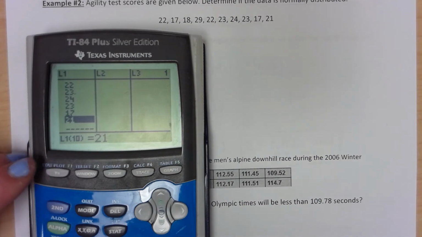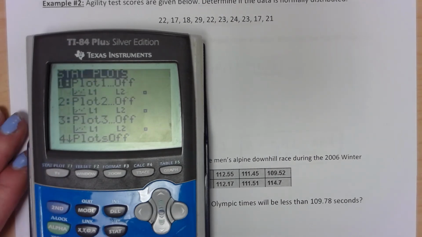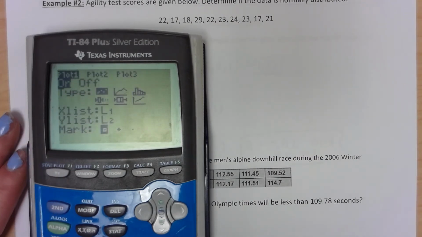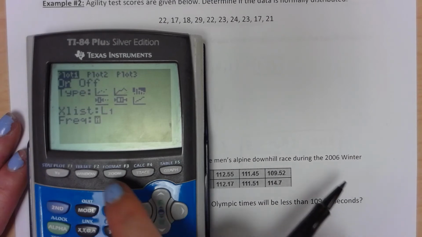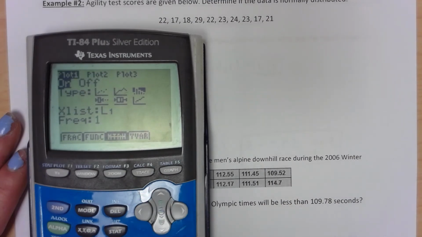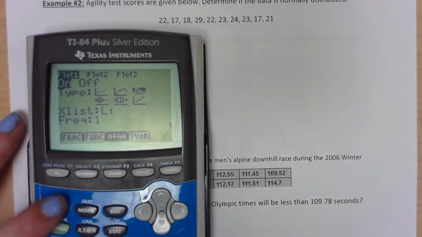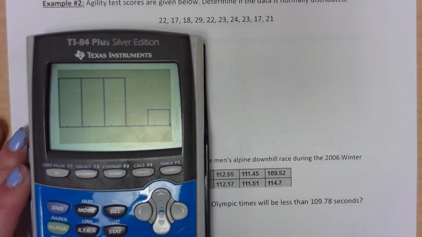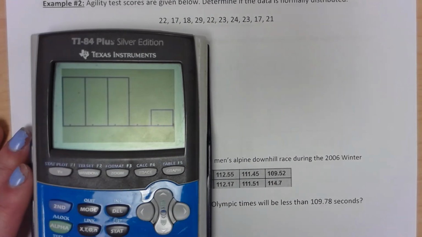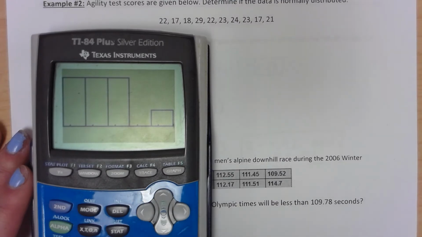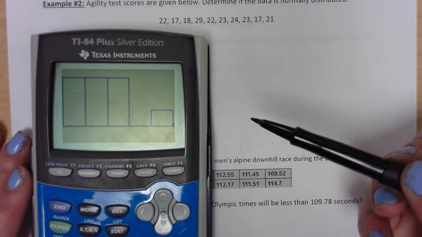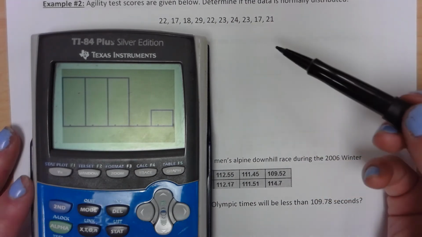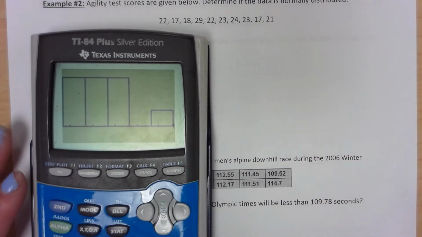So the first thing I need to do is get to my stat plot. I want to make sure that my plot is on, and I'm going to start with making a histogram. Again, my data is pulling from L1, and I can press zoom 9 to get my histogram. Now, it's kind of hard to tell on this histogram. It does look like it's possibly skewed to the right, but there's not a whole lot of data, so it can be a little bit harder to read those histograms.